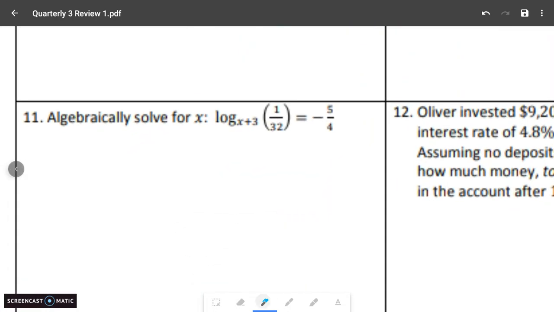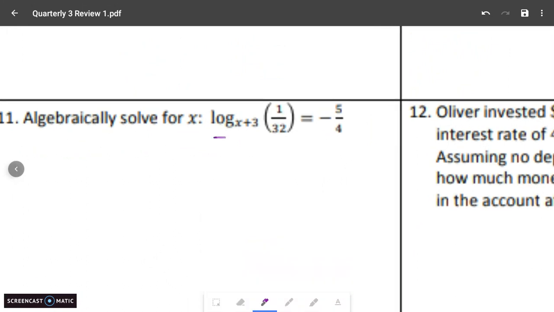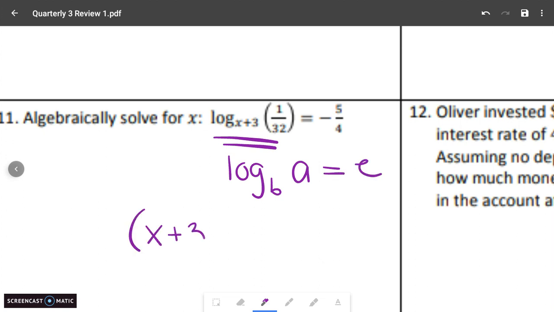Okay, algebraically solve. In this case, I can't plug this into the calculator right now because I have x's on the left side here. So we're going to take the log and rewrite it. Okay, so we know that this is our log. The base then is x plus 3. My answer is going to be the 1 over 32, where the exponent is my negative 5 over 4. I'm just going to write it so I have a little bit more room.